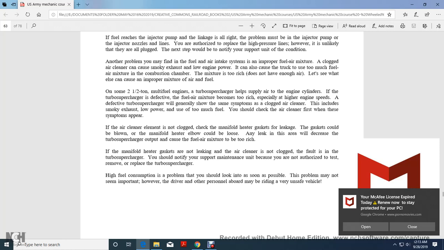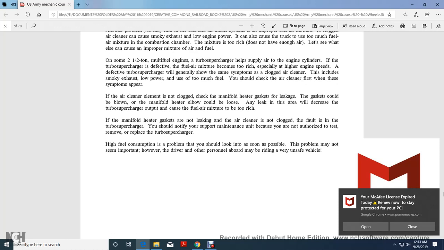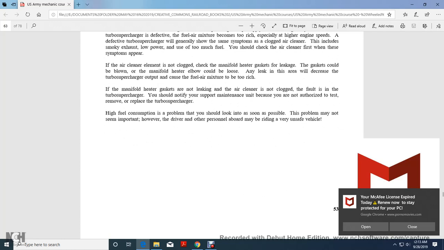That causes the fuel and air mixture to be too rich. If the manifold heater gaskets are not leaking and the air cleaner is not clogged, the fault is in the turbo supercharger. You should notify your support maintenance unit because it is authorized to test, remove, and replace the turbo supercharger. High fuel consumption is a problem you should look into as soon as possible.